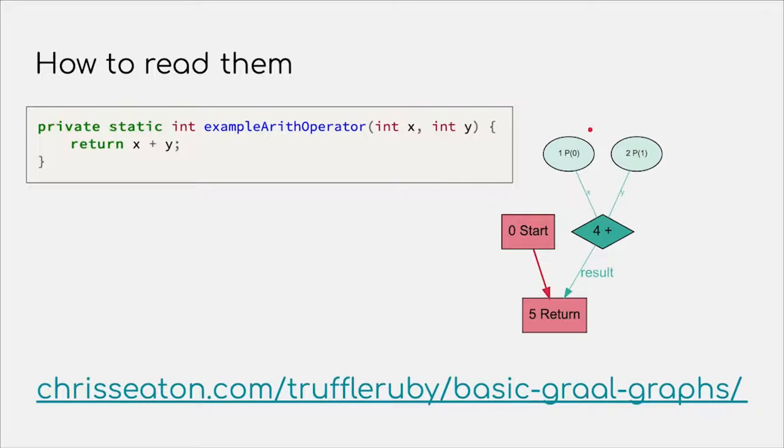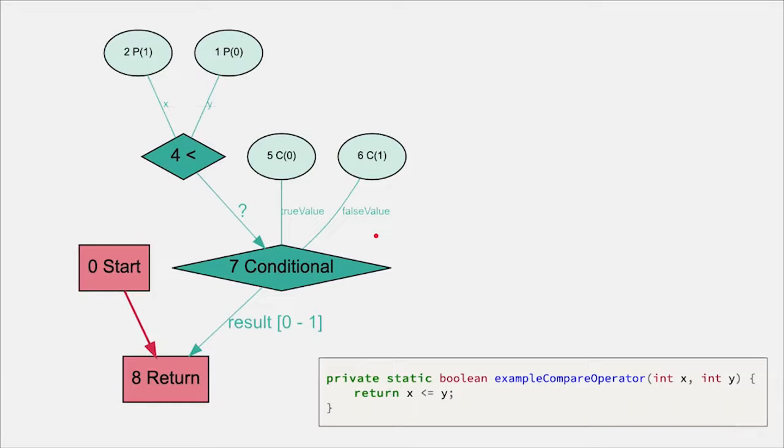It'll become a bit more clear when we look at a slightly larger example. I've got a website where I talk about how to look at these graphs and how to understand them a bit more. So a slightly more complicated example is an example compare operator. This compares x and y and returns true if x is less than or equal to y. So we have our less than operator here. Again, we have the two parameters.